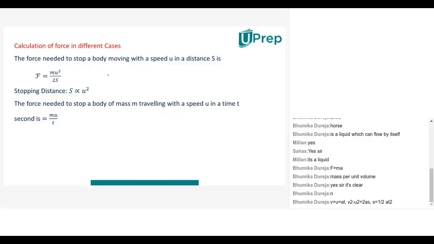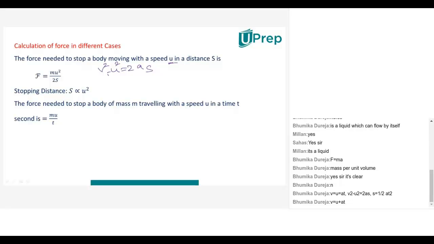So in that, one equation is there, v square minus u square is equal to 2as. So let me write that equation here. v square minus u square is equal to 2as. And here, observe carefully. The first object is coming with the initial speed of u and it is stopping. That means initial velocity is u, final velocity is 0. Isn't it? Okay.